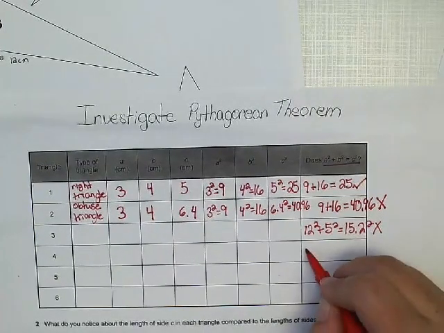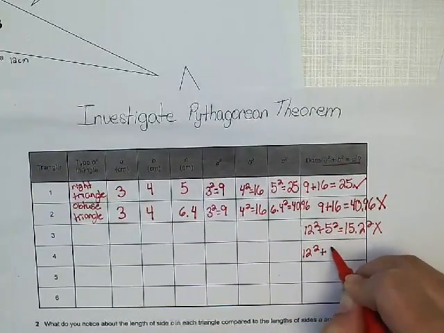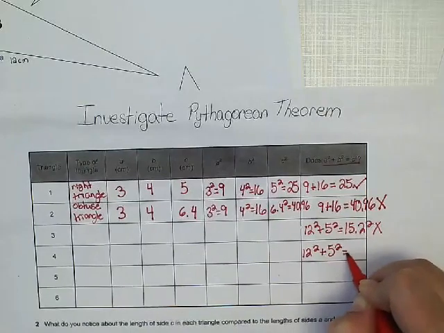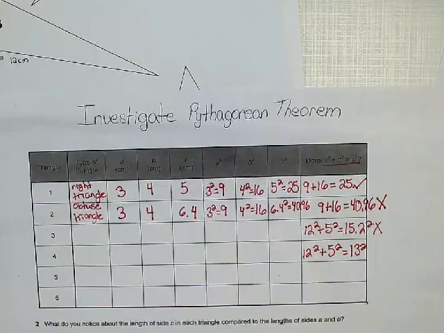Okay, you should have put 12 squared plus 5 squared equals 13 squared. So did you get it? So it should have been 12 squared plus 5 squared, and you should have got 169. Does that equal 13 squared? And that is a true statement, so you should have checked that one.